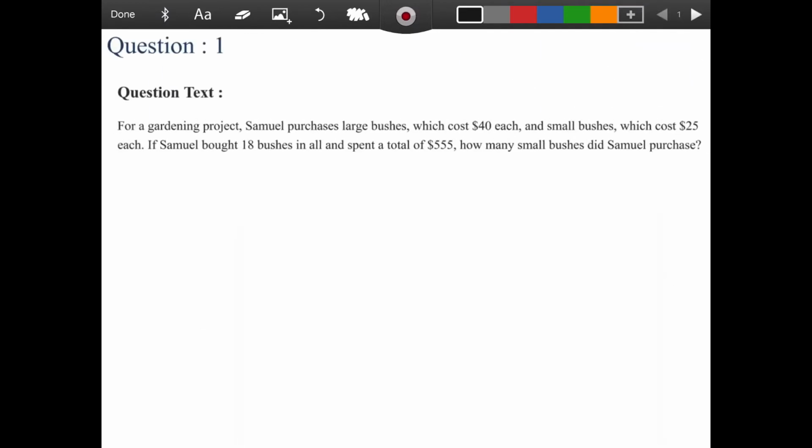Now, this first problem we have is for a gardening project. Samuel purchases large bushes, which cost $40 each, and small bushes, which cost $25 each. Now, if he buys 18 bushes in all and spends a total of $555, how many small bushes did Samuel purchase?